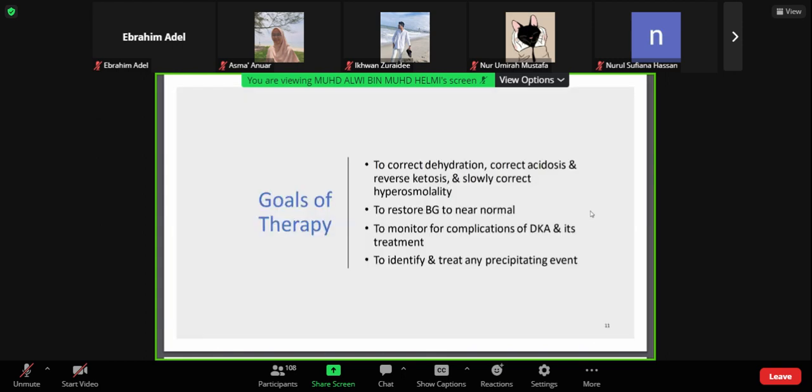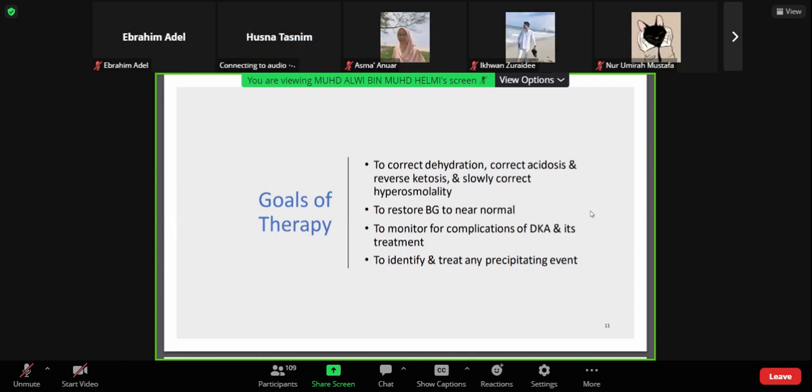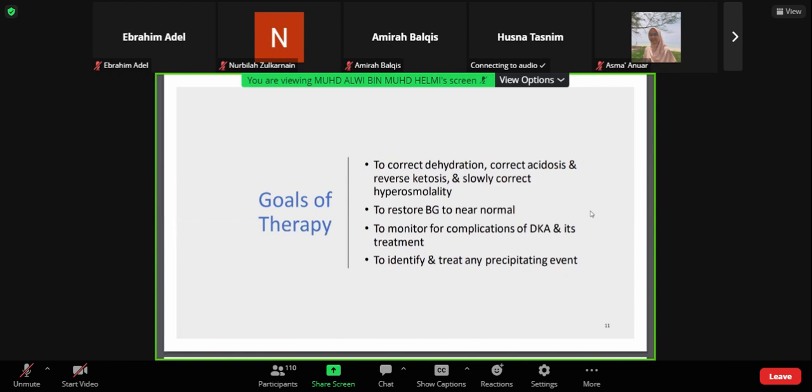So what are the goals of treatment in DKA? You have to remember these keywords. Okay. When you're managing a DKA child, your aim of treatment is number one, correct the dehydration. Number two, correct the acidosis. Number three is reverse ketosis and prevent further ketonemia. Number four is slowly, remember, slowly correct hyperosmolality.